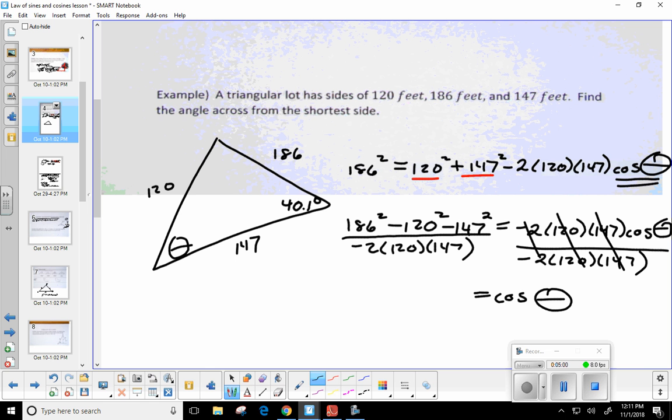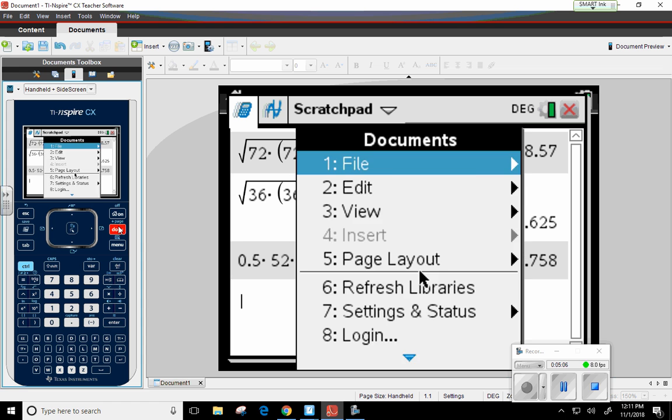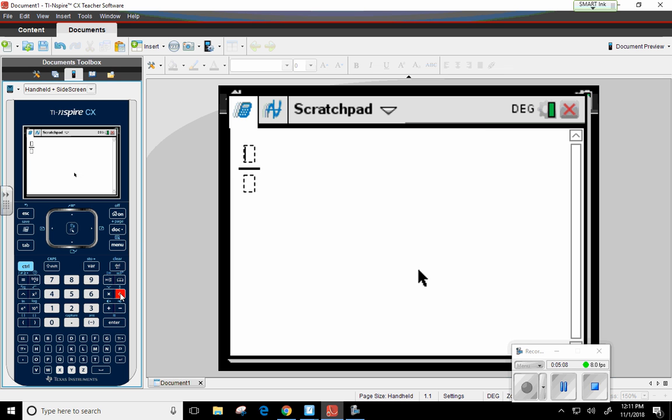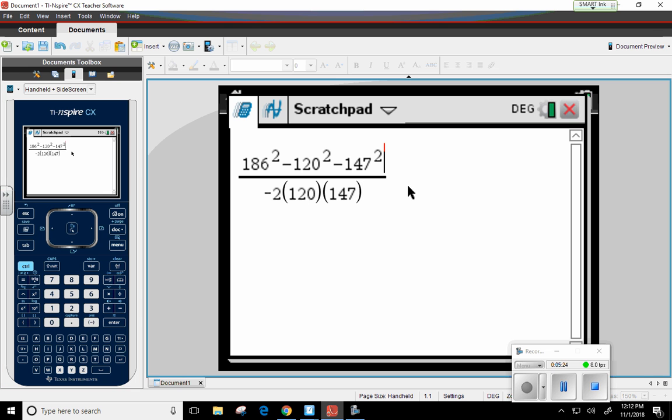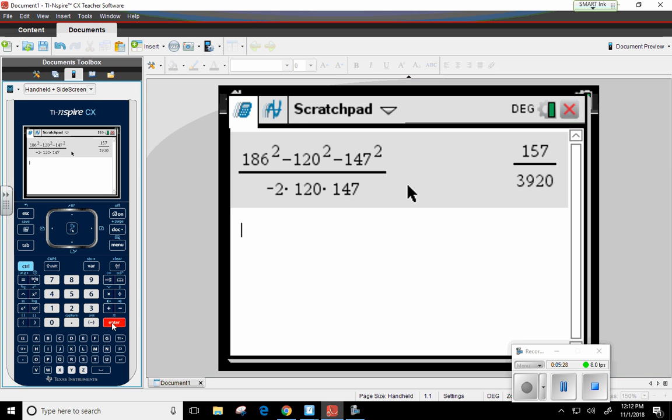All right. Well, let me go ahead and plug this in the calculator. Let's see what we end up with. We have 186, 120, and 147. Let me get rid of these. So control divide. We have 186 squared minus 120 squared minus 147 squared. And then we're going to have that over negative 2 times my 120 times my 147. Okay. So that expression that we came up with, I just want to get a decimal value. So I'm going to push enter.